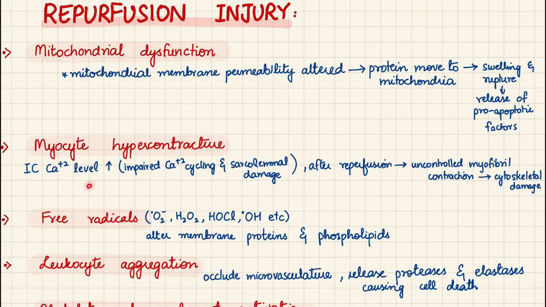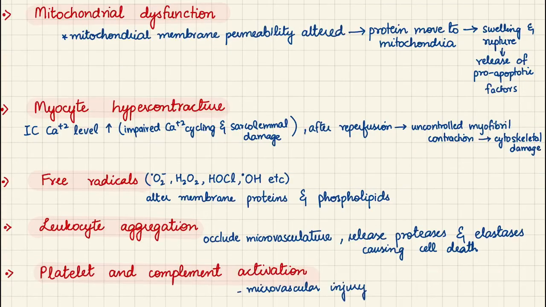Another thing is the formation of free radicals. Free radicals such as superoxide anion, hydrogen peroxide, hypochlorous acid, and hydroxyl radicals are also produced, which will damage the membrane proteins and phospholipids. Also, leukocyte aggregation will be there, and it will occlude the microvasculature, that is the small capillary beds, and they also release proteases and elastases, which will cause cell death. And lastly, platelet and complement activation also causes microvascular injury.